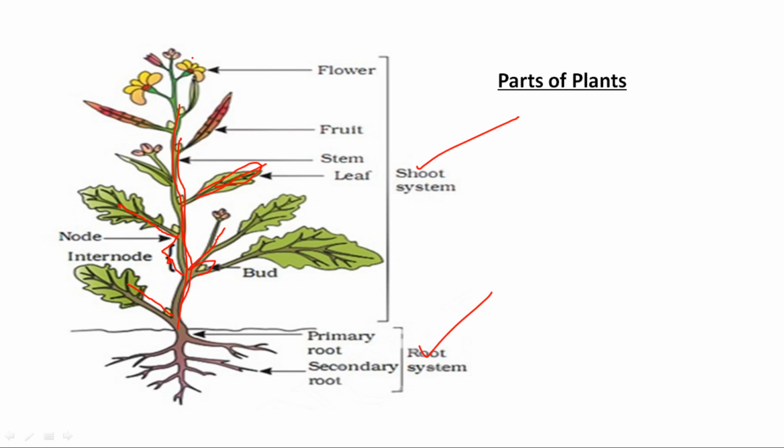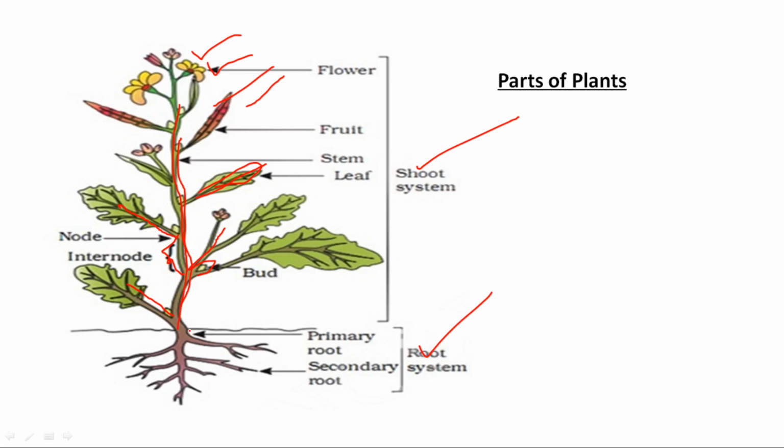Bird will grow to flower. So from bird you will get flower, and flower will grow to fruit. So first bird, then flower. Flower means फूल, then fruit. This is about shoot. Then we will go to root system.